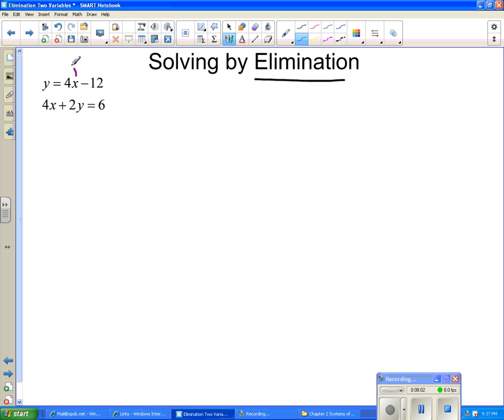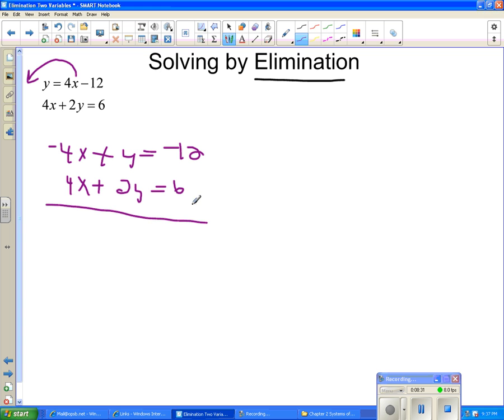So I'm going to take this 4x and move it to this other side. So when I bring it over, I get a minus 4x plus y equals a negative 12. And then here, I don't need to do anything to it because I'm able to line my x's up here. It's in standard form, 4x plus 2y equals 6. And then I'll look at my system before I decide to do anything else.